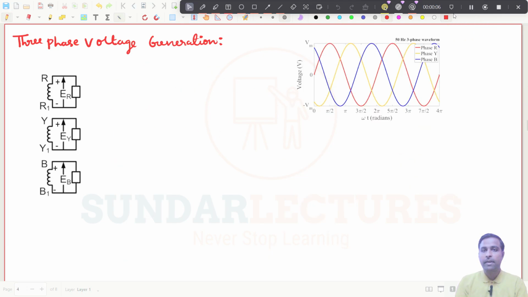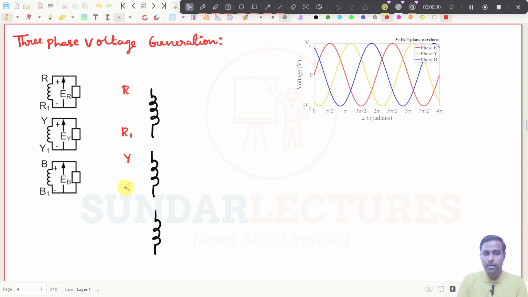Now see, the same connection we have taken. This is R phase, Y phase and B phase, right? We have three phases. This is one phase R, this is one phase Y, and this is one phase B. So how will you write this one? This is R, R1, Y, Y1, B, and then this will be B1. And now what we will do, we try to connect these two. These two have to be connected, and these two have to be connected.